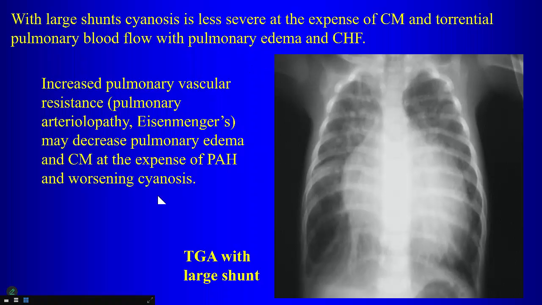And there, the patient runs the risk of developing pulmonary hypertension, arteriopathy, Eisenmenger's. When they start to develop Eisenmenger's, that will start to decrease the amount of pulmonary blood flow because the pulmonary artery pressure is increasing. And their cyanosis will also get worse because the left to right shunt converts more to a right to left shunt component.